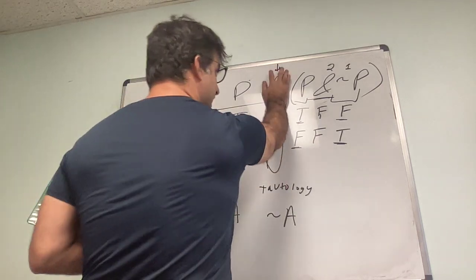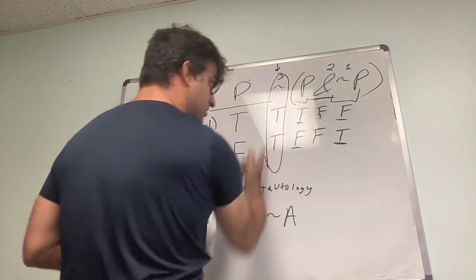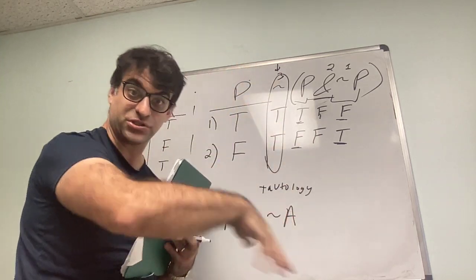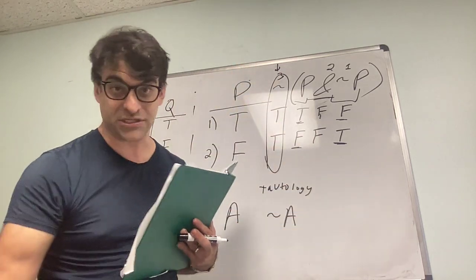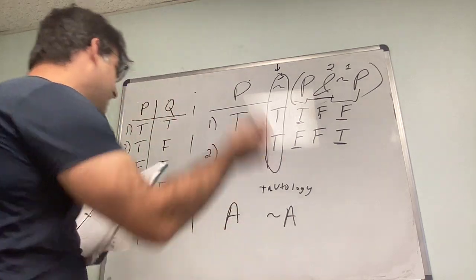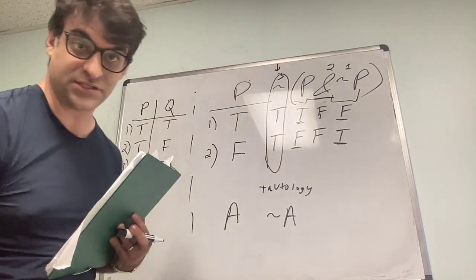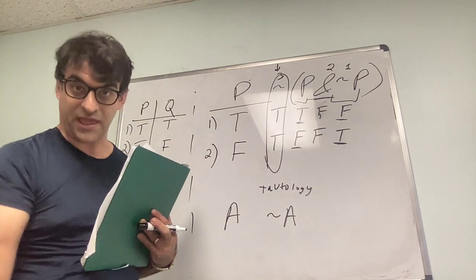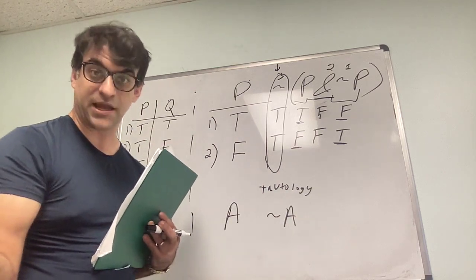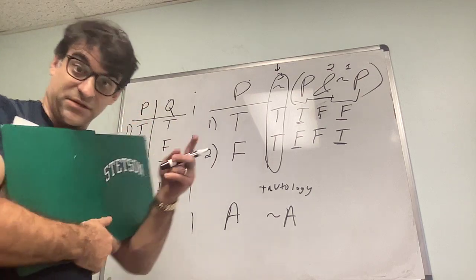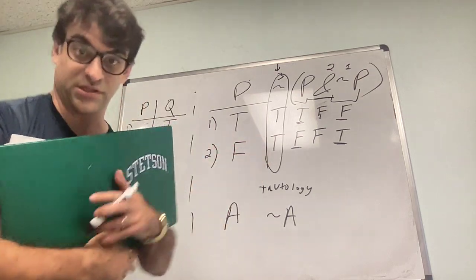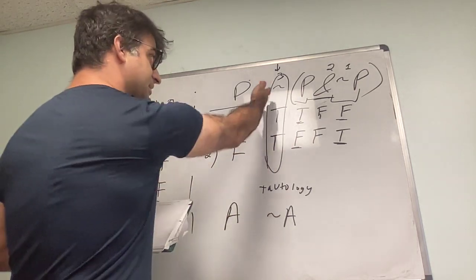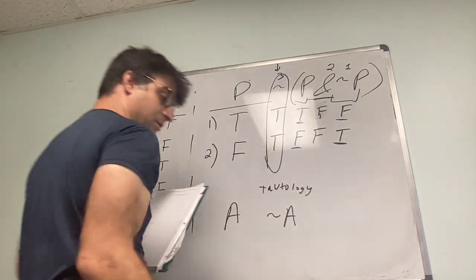Because look, the negation of a contradiction is a tautology. The negation of a tautology, which is true no matter what, is a contradiction. It's going to be false no matter what. And the negation of a contingency is going to be another contingency. Here's something that's true sometimes and false sometimes. The negation of that is also going to be true sometimes and false sometimes. Indeed, it's going to be true when the other's false and false when the other's true. Okay? All right. This is a tautology. It negates a contradiction. Okay.